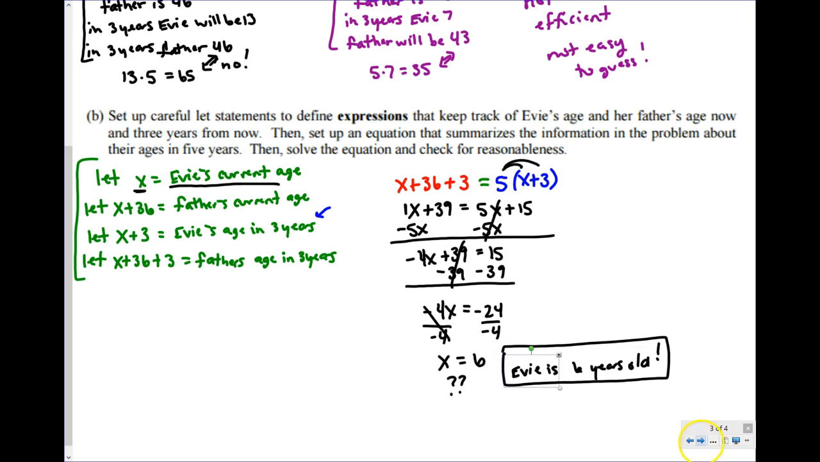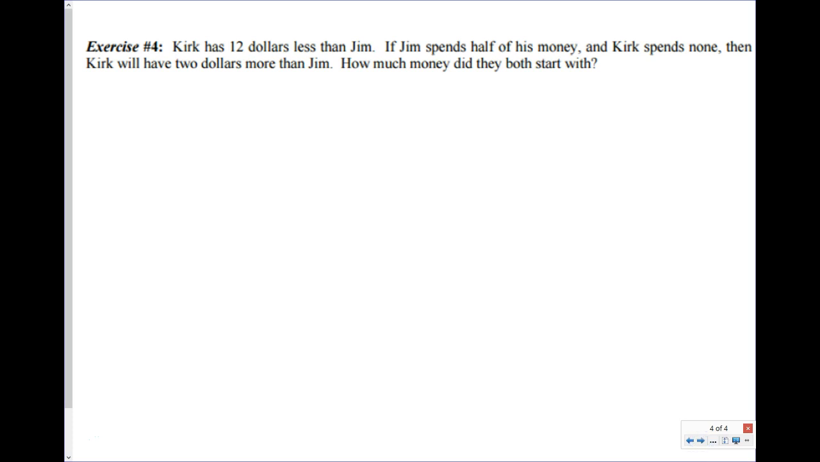Okay, let's take a look at the very last example problem. Okay, exercise 4. Kirk has $12 less than Jim. If Jim spends half his money and Kirk spends none, then Kirk will have $2 more than Jim. This is a really tough problem. You can try it on your own if you want to see if you've gotten your correct statements, and that's fine. But this is a tough problem, so I'm going to explain this one pretty intensely.